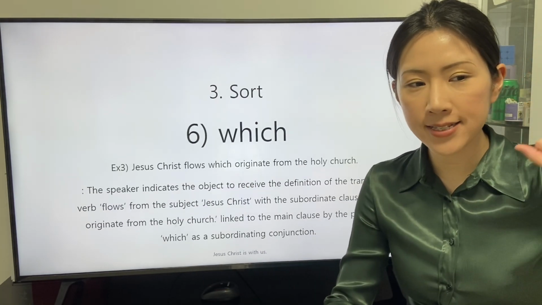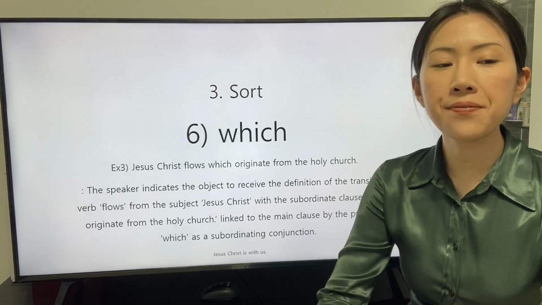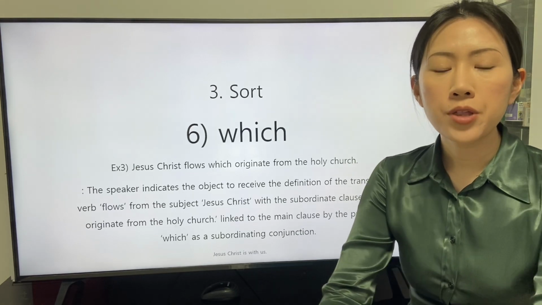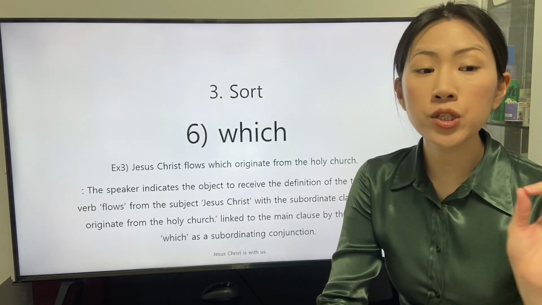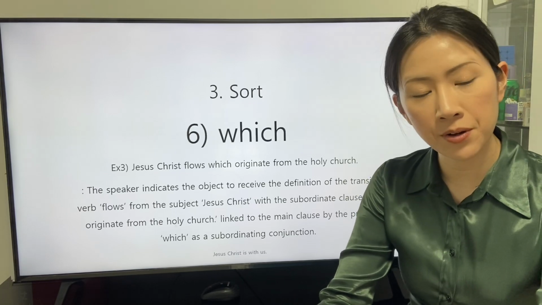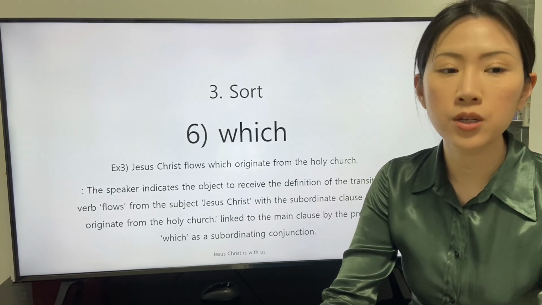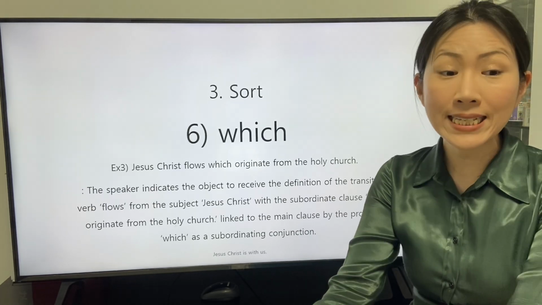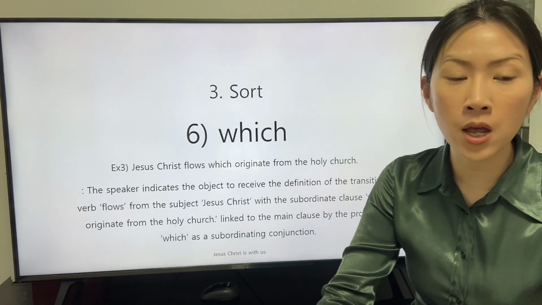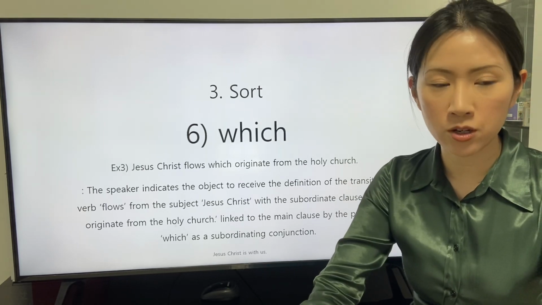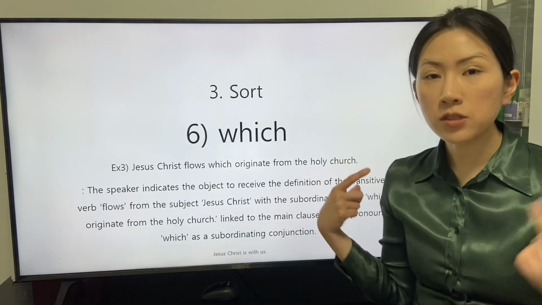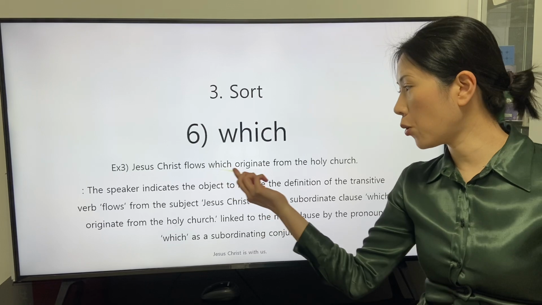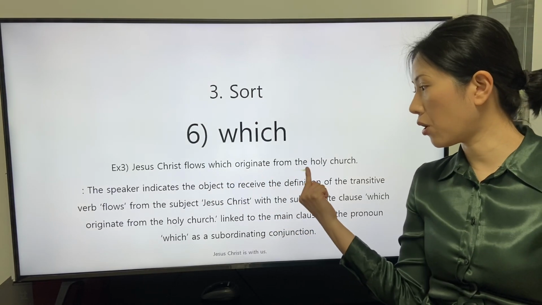The third sentence is this: Jesus Christ flows which originate from the Holy Church. The speaker indicates the object to receive the definition of the transitive verb flows from the subject, Jesus Christ, with the subordinate clause which originate from the Holy Church, linked to the main clause by the pronoun which as a subordinating conjunction. The speaker indicates the object of the transitive verb flows with the subordinate clause which originate from the Holy Church.